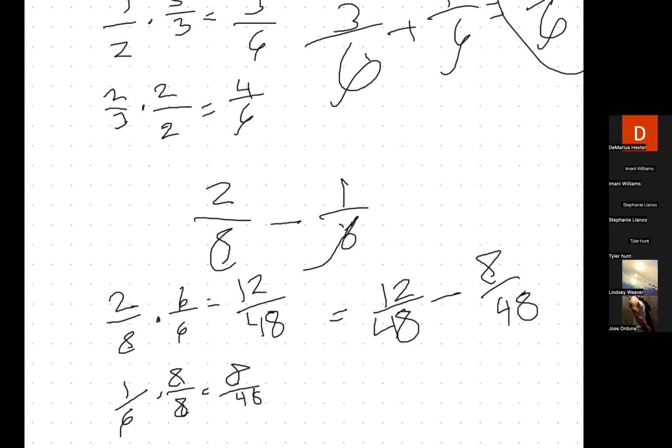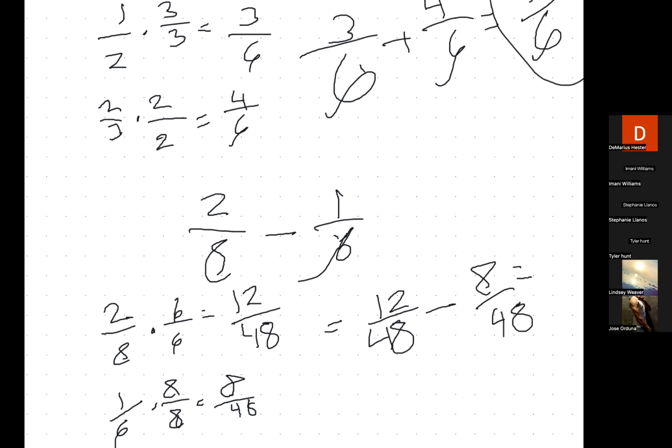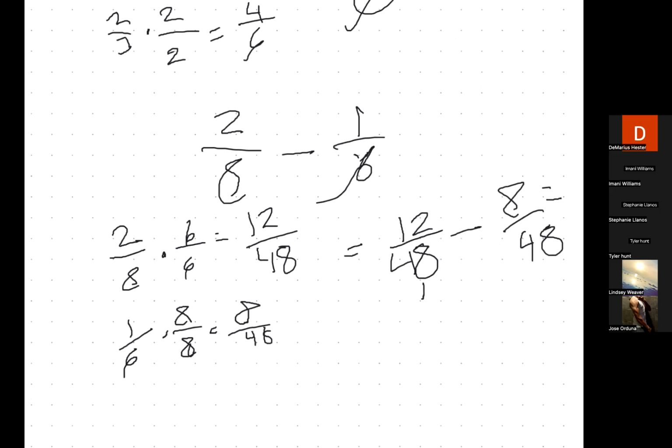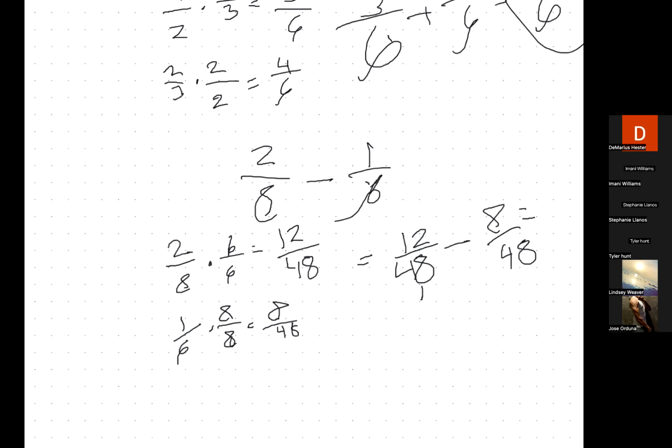And that is going to equal 4 over 48. I got zoomed out. And I can simplify that by dividing by 4, and I get 1 over 12 for my answer.